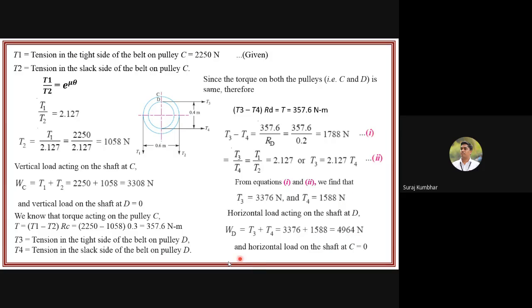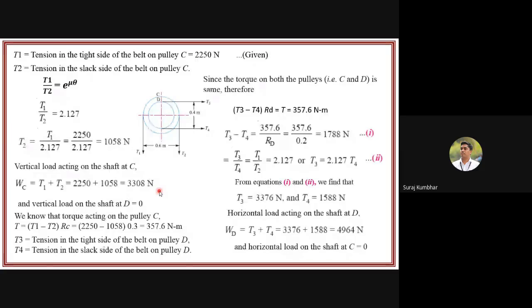Now here the horizontal load on the shaft at C pulley is 0. Just as in the previous case the horizontal load on pulley C is 0, similarly the vertical load on pulley D is 0. So the horizontal load on the shaft C is 0. Okay, all of you, did you get this up till here? Should we go ahead? Yes, okay, so we will go ahead.